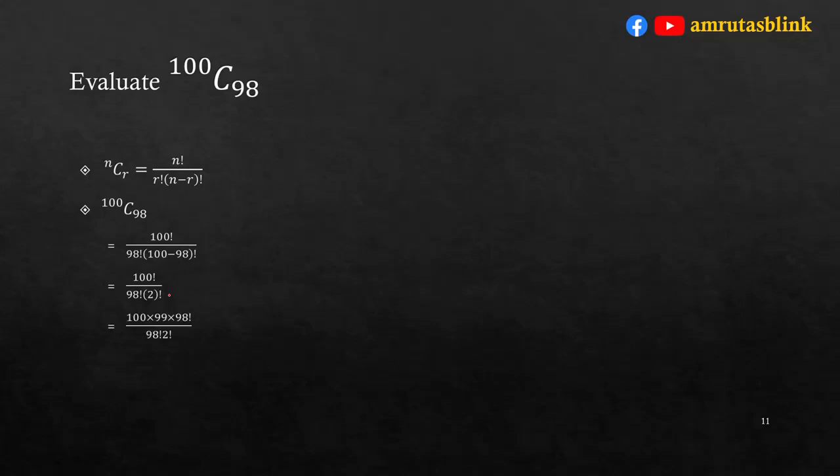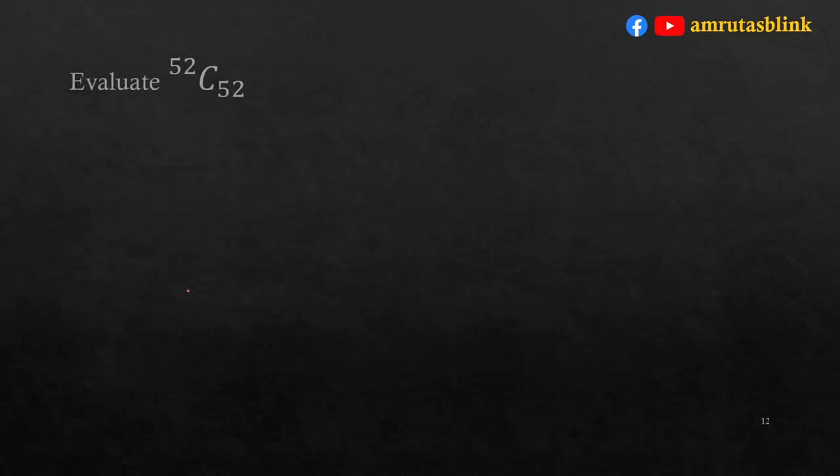Now we will split this 100 factorial up to 98, that is 100 into 99 into 98 factorial upon 98 factorial into 2 factorial. Now again this 98 factorial will get cancelled. So we have 100 into 99 upon 2, that is 4950. We'll move to the next problem.